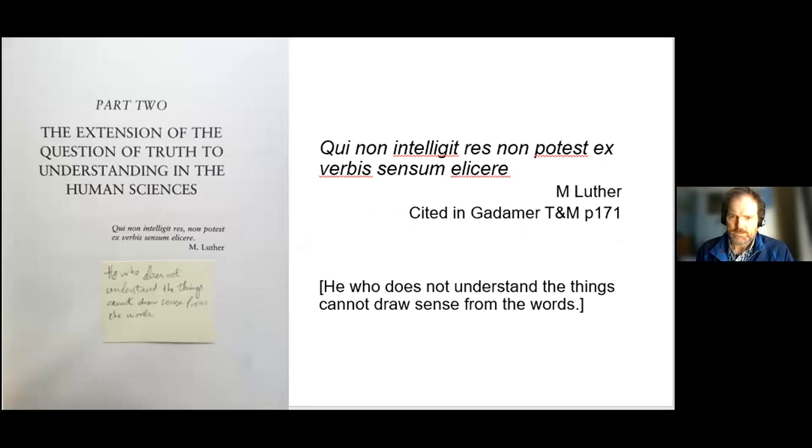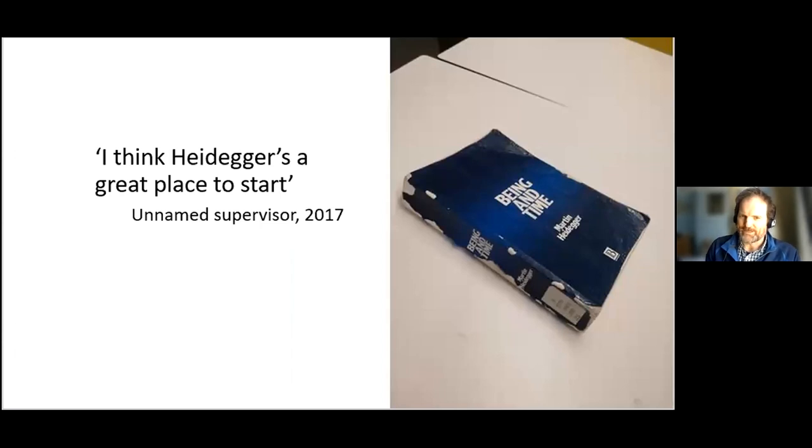So this is making a point about trying to read Gadamer now. I got to about page 171 of this book and found this bit of Latin, which of course I had to look up. This part is a really important argument. As you can see there, part two, the extension of the question of truth to understanding in the human sciences. He who does not understand the things cannot draw sense from the words. Kind of a maxim, kind of an obvious statement, but I think it should have been printed on the front, not on page 171. And then of course there's Being and Time.